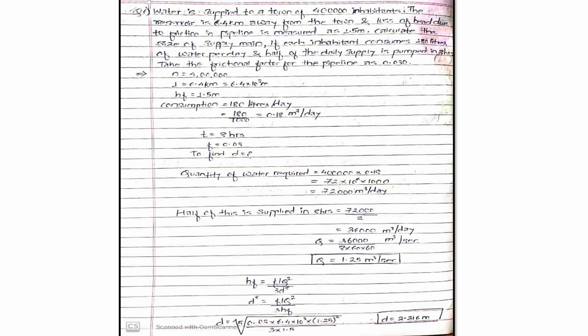So he has given number of inhabitants, how much? 4 lakh. And length of the pipe is how much? 6.4 kilometer, that is equal to 6.4 into 10 raised to 3 meter.